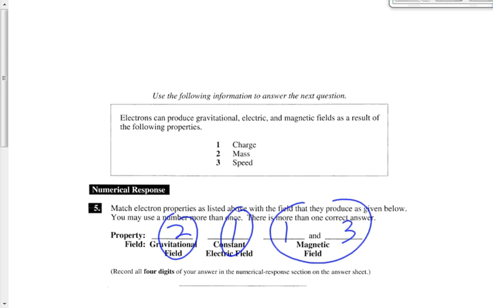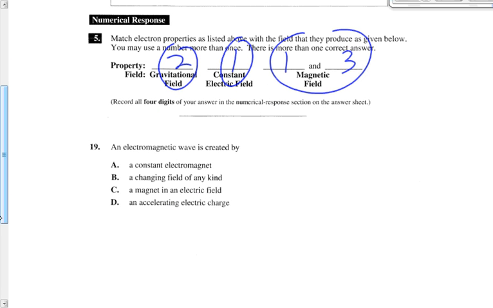Okay, you couldn't just say 2, 1, 1. You have to have the charge moving to produce the magnetic field, but you don't have to have it moving to produce the electric field. An electromagnetic wave is produced by an accelerating electric charge, not by a moving charge, but by an accelerating electric charge, D.